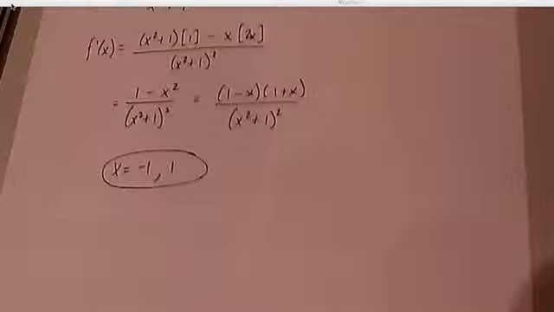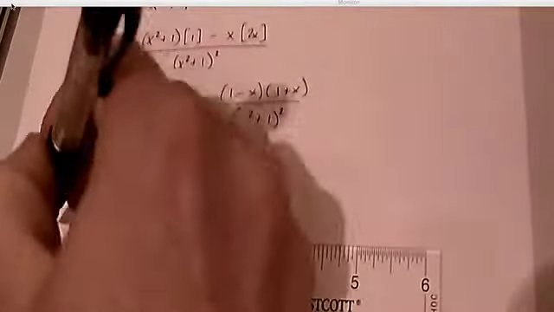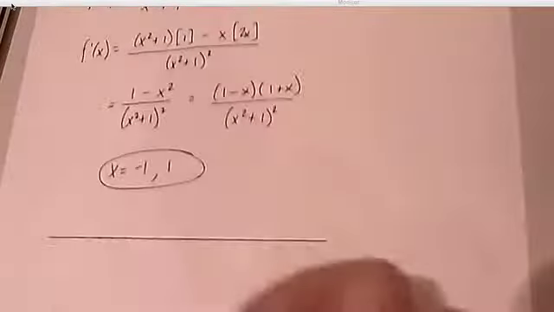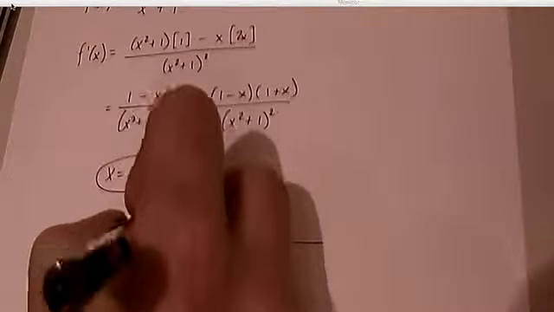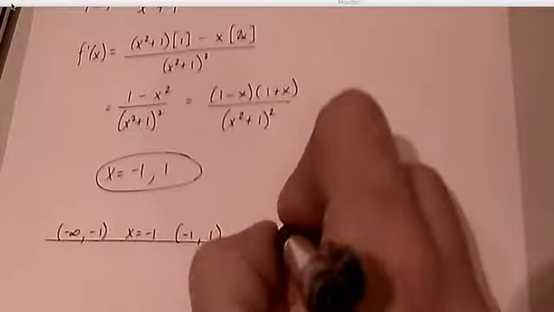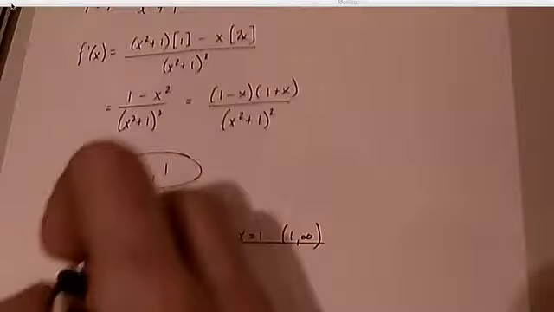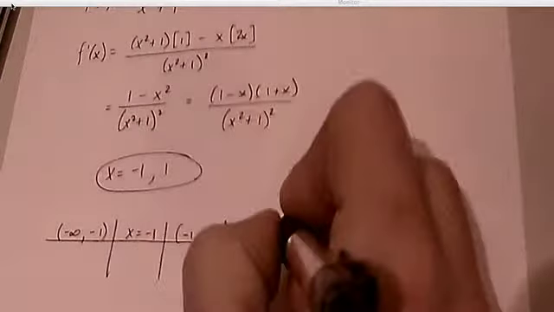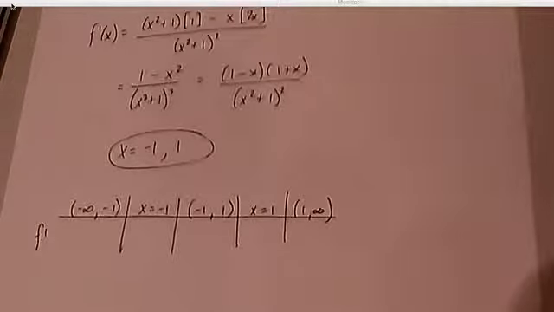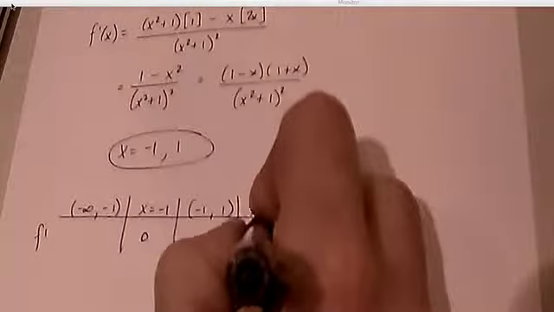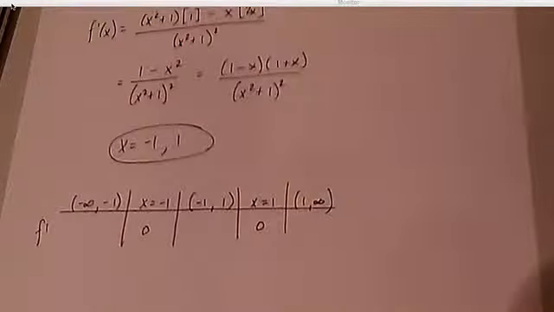We're just going to go ahead and use those 2 points to set up, again, a sign chart. I know that it goes from negative infinity to negative 1, x is equal to negative 1, negative 1 to 1, x is equal to 1, and 1 to infinity. That's how I'm going to break up the number line. And I'm going to evaluate f prime at those particular places. Well, at the critical values, it's 0 and 0.